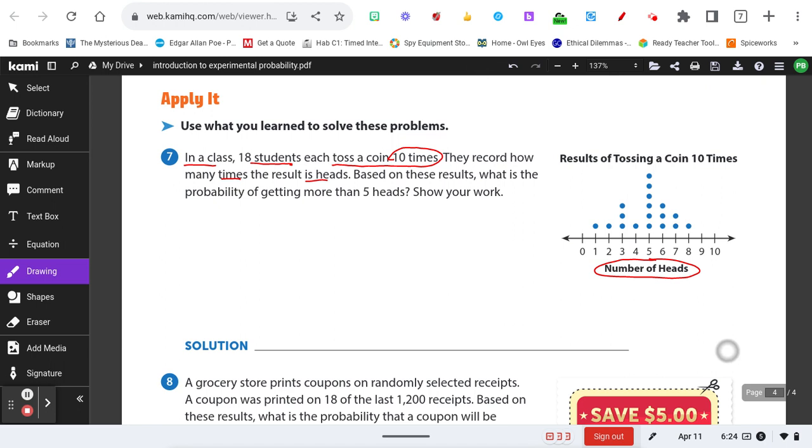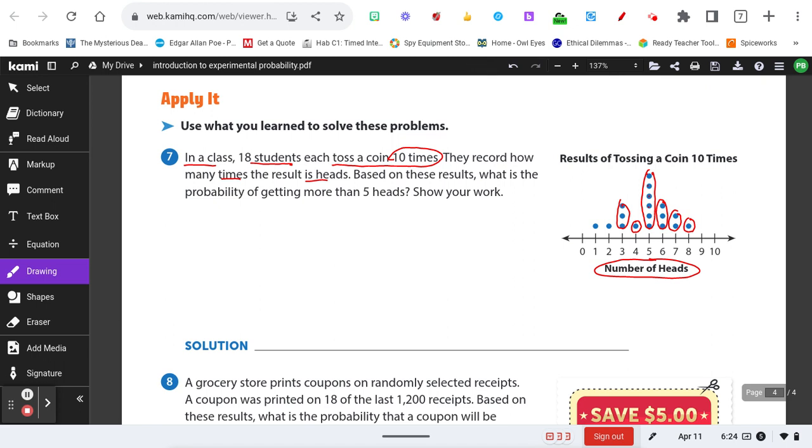One landed on heads twice. 3 landed on heads 3 times. 1 landed on heads 4 times. That's 1, 2, 3, 4, 5, 6. 6 landed on heads 5 times. 3 of them landed on heads 6 times. 2 of them landed on heads once. And 2 of them landed on heads 7 times. And 1 of them landed on heads 8 times.